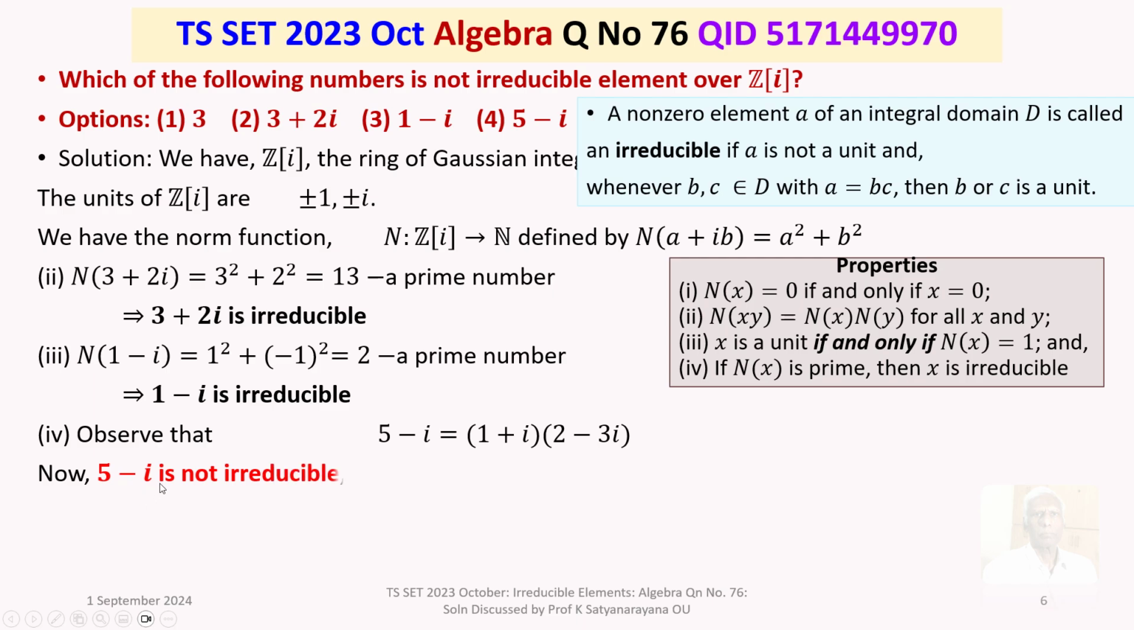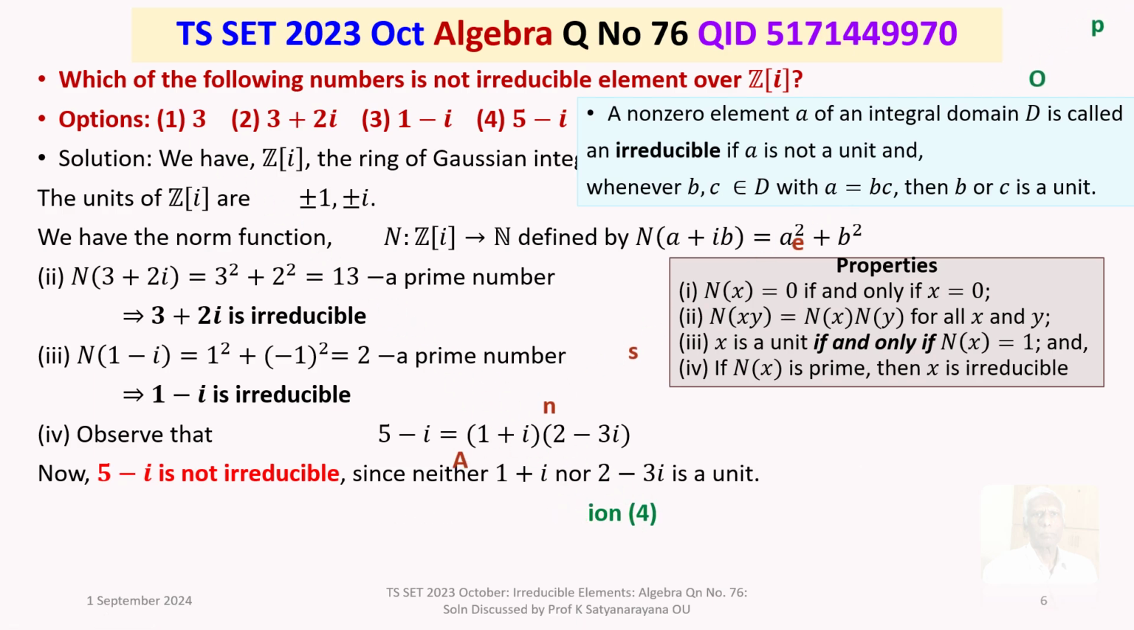So now 5 minus i is not irreducible, since neither 1 plus i nor 2 minus 3i is a unit. So we have to spot that element which is not irreducible, that is 5 minus i. So therefore the answer to this question is option 4.